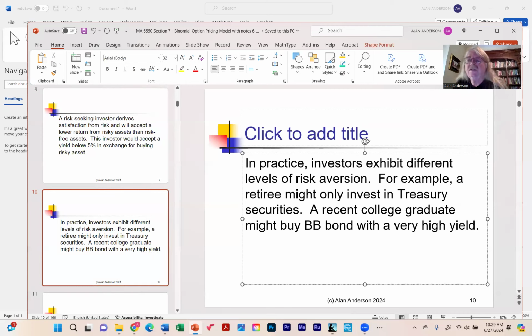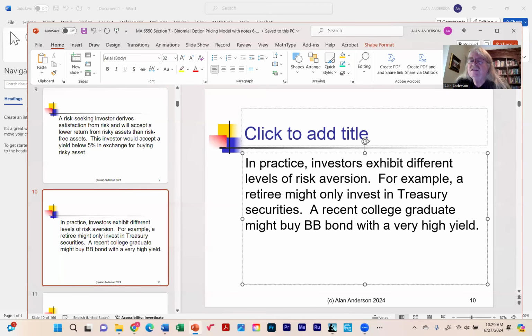Why? Because, well, you're 23, you lose your money. What's the difference? You got a long career ahead of you to replace all that money. So you might be attracted by that huge promised yield. Let's say you found a double B bond that's offering 8, and you say, well, 5, I can get 5 in the treasury market. Maybe I'll try this one.